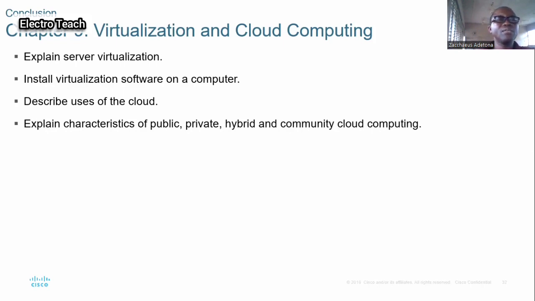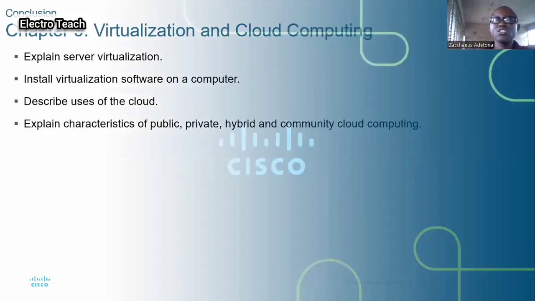So in this chapter 9, we have explained virtualization, server virtualization, and client-side virtualization. We have also described the uses of the cloud, like I've explained. And we have looked at how to install virtualization software on a computer. We talked about hypervisors, type 1 and type 2. The type 1 hypervisor is for server virtualization, while the type 2 hypervisor is for client-side virtualization. We looked at the characteristics of public, private, hybrid, and community cloud computing. We have talked about how they operate, the advantages, the characteristics, their properties. So this is the summary of the chapter.